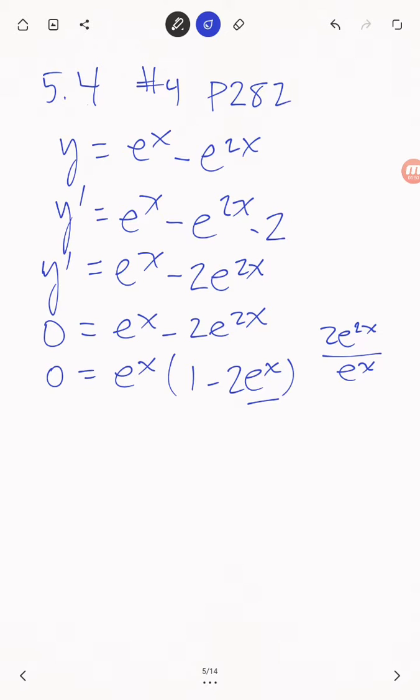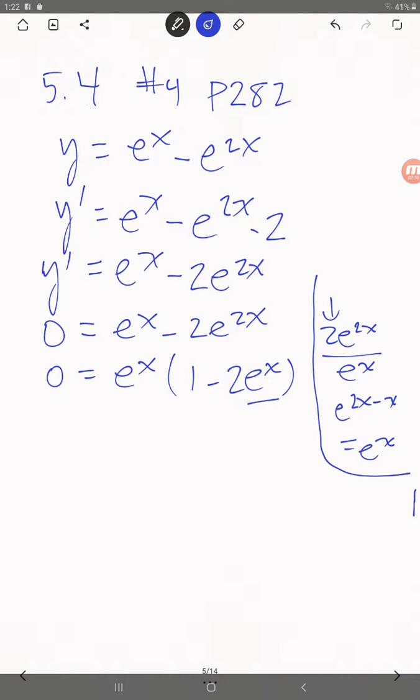So how do we actually do this? Well, the 2, the coefficient, just stays where it is. The e to the 2x divided by e to the x is dividing powers with the same base, so we're actually subtracting the exponents, so it'd be e to the 2x minus x, which is e to the x. Just wanted to make sure I clarified that. Okay, next step would be to solve the equation for x.